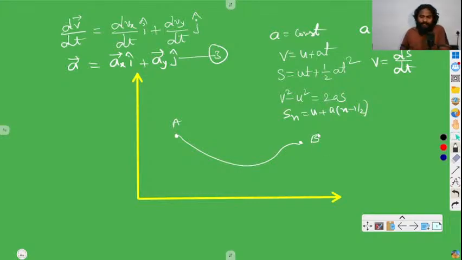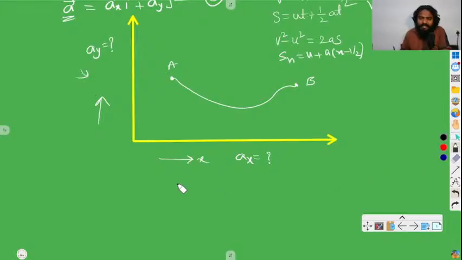While studying this particle in two dimensions, just do one thing: study each dimension individually. For example, study the particle along the x-axis and along the y-axis individually. First of all, find the acceleration along the x-axis and the acceleration along the y-axis, right? If you know these two, you can find the resultant acceleration.